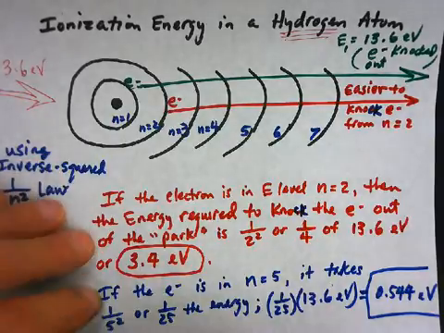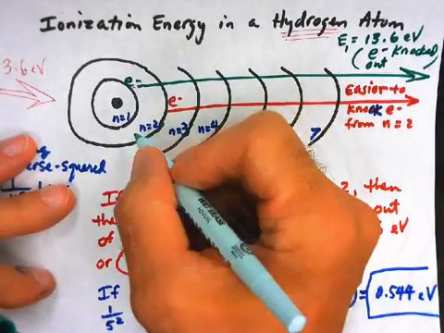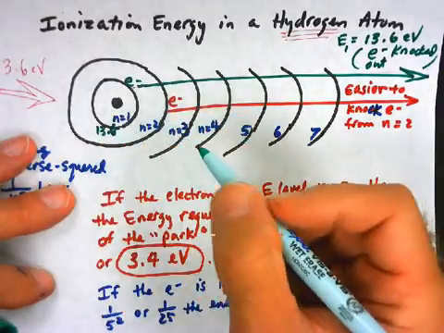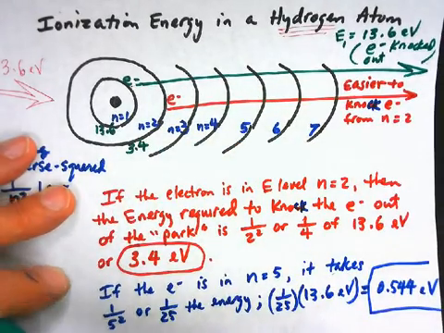Okay, so for n equals 2, instead of 13.6 electron volts like it is to knock it out of energy level 1, it's 3.4 electron volts.